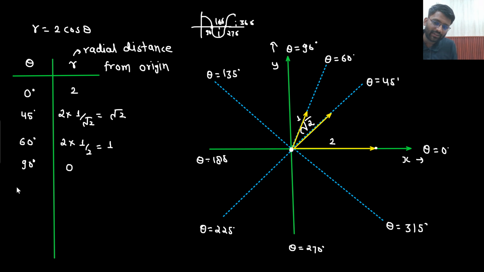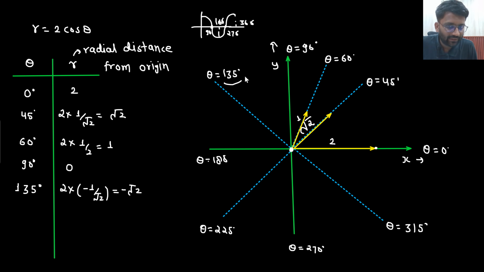When theta is 135 degree, what is the value of cos 135? It will be equal to minus cos 45, that will be minus 1 by under root 2. So the value is minus under root 2. So what are they saying? When theta is 135 degree, then from the origin you need to move for a distance of minus under root 2.